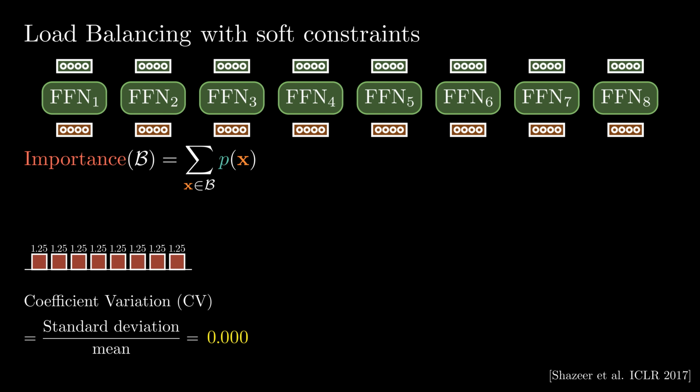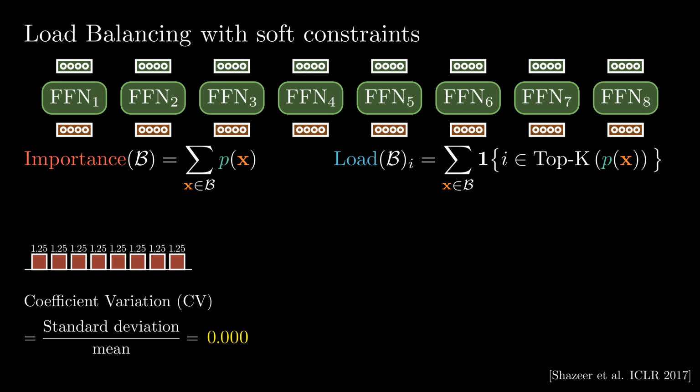To better encourage the experts to receive a roughly equal number of training examples, we measure the load of each expert directly. This metric explicitly counts the number of tokens that get routed to a specific expert. Unfortunately, the number of tokens received by each expert is a discrete quantity. This suggests that we cannot use this directly for backpropagation.